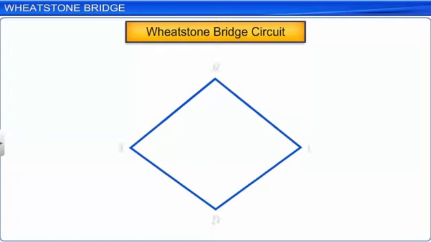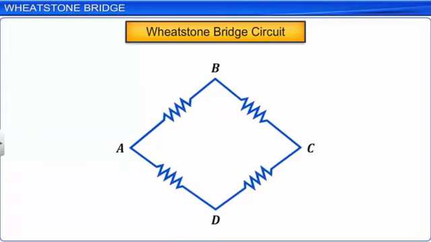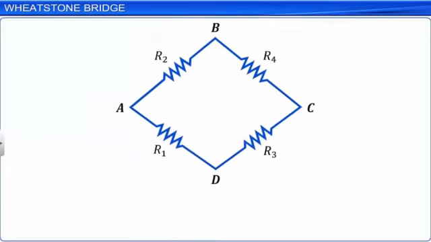The Wheatstone bridge is an electrical circuit shaped like a rhombus ABCD. The four sides of the rhombus are made up of four different resistors, R1 to R4. Across the vertical diagonal BD of the rhombus, a galvanometer is connected to detect current. Across the horizontal diagonal AC, a cell is connected.